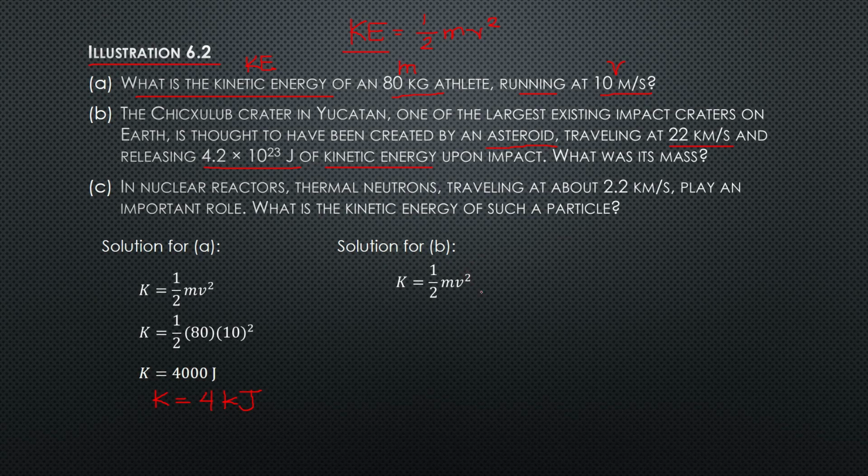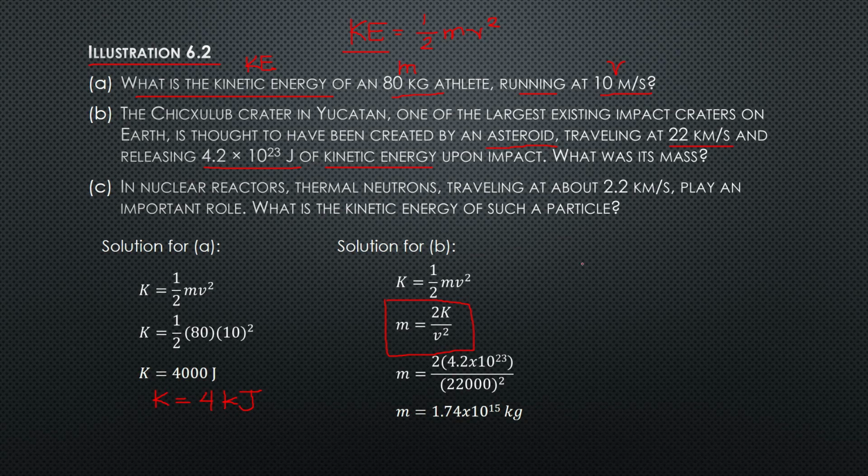You can construct the formula using this equation: mass is equivalent to twice the kinetic energy all over the square of the velocity. Simplifying, you multiply both sides by 2, then the 1/2 is eliminated, and then dividing both sides by velocity squared leaves you mass. So this is the formula for mass. Now substituting the values, that gives you twice the kinetic energy, 4.2 times 10 to the 23rd joules, divided by 22,000 meters per second squared.